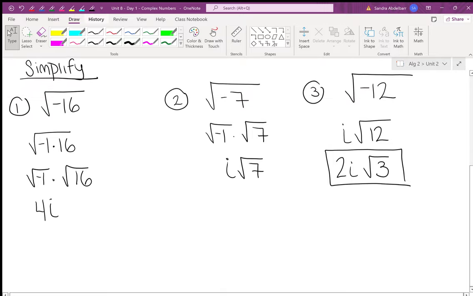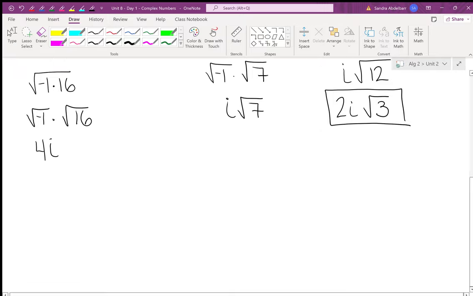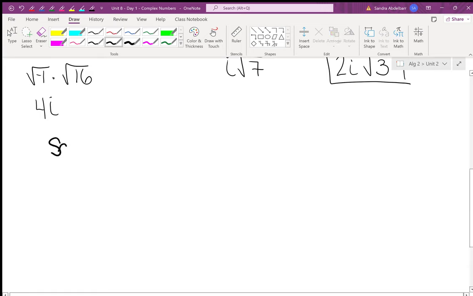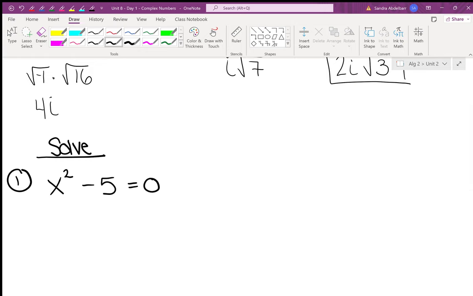All right, so the first part was to simplify. Now I'm going to ask you to solve. Let's say I gave you x squared minus 5 equals 0, and I want us to solve by the square root method. We're going to completely isolate whatever's squared. The x is squared, so that's what I want to isolate. So I move the 5 to the other side.